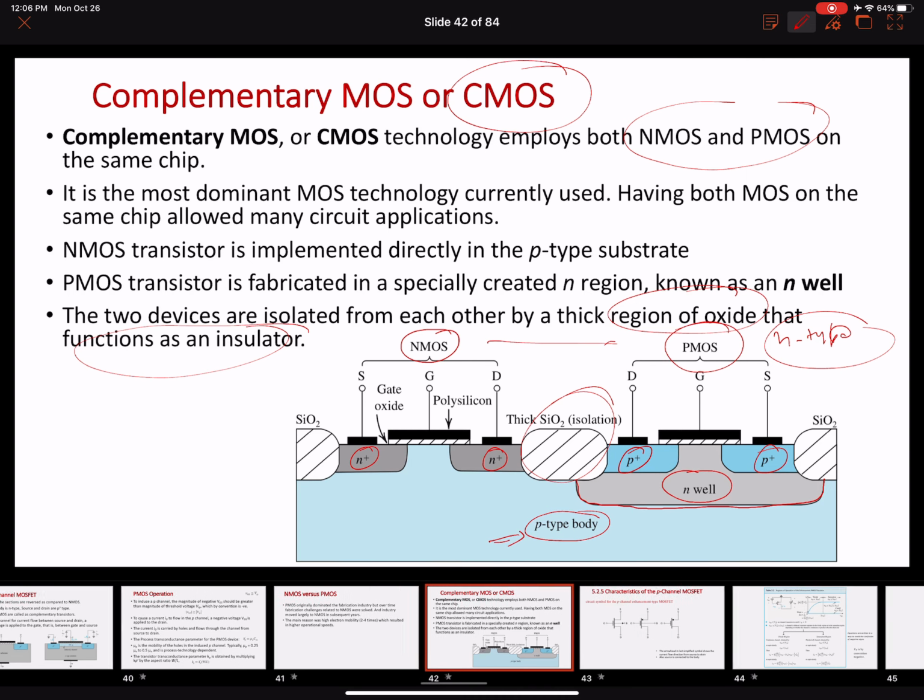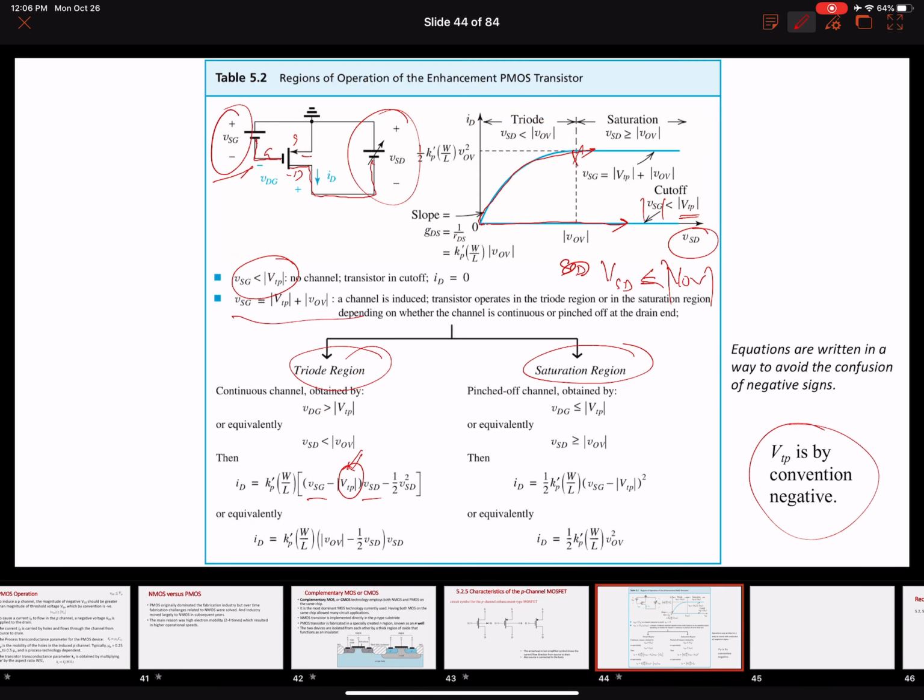We discussed very briefly CMOS and the symbol of the PMOS, and again, in order to operate the transistor, we have reversed the polarity. So in all of these equations, we have the polarities of these voltages reversed, and we have a modulus of the threshold voltage.